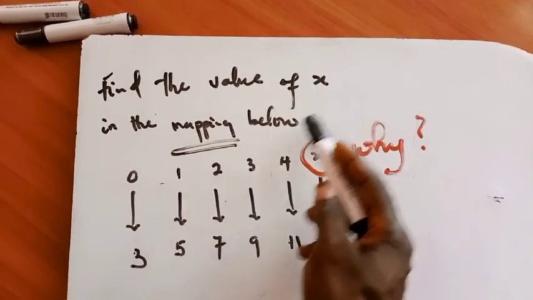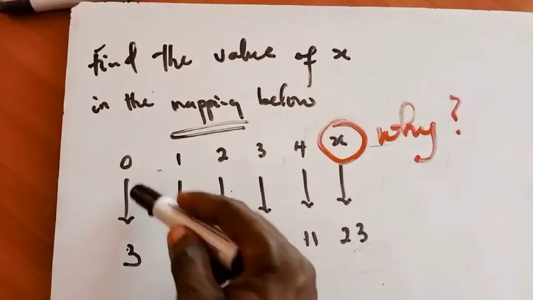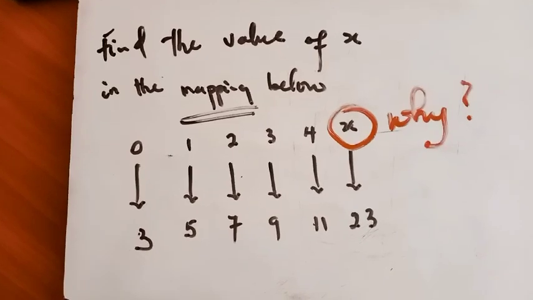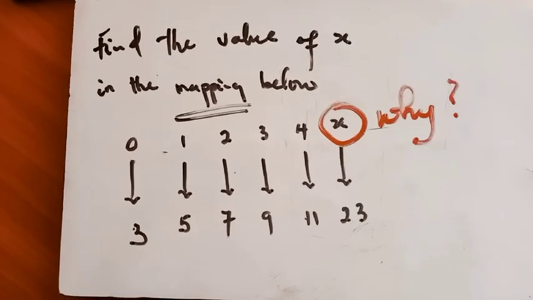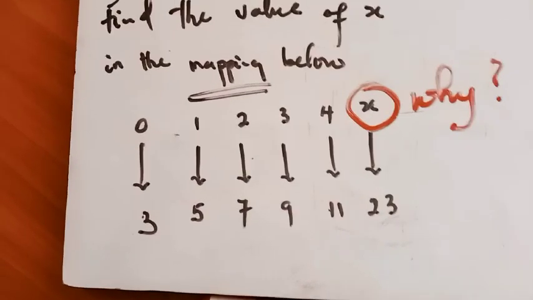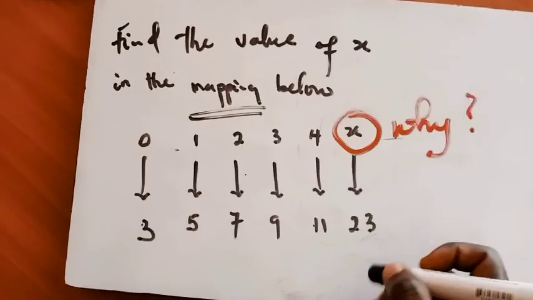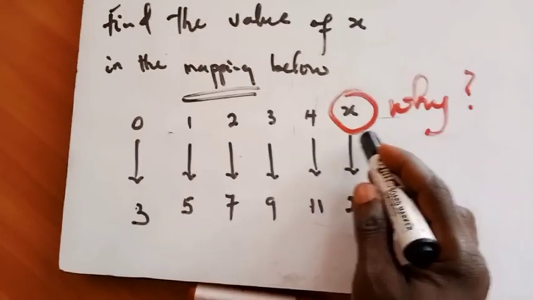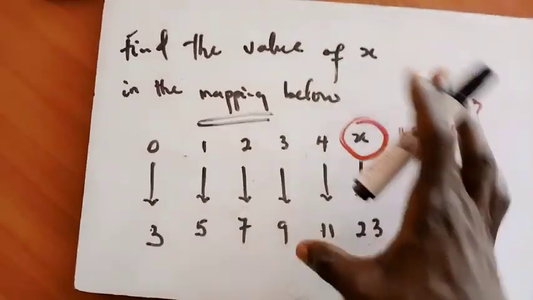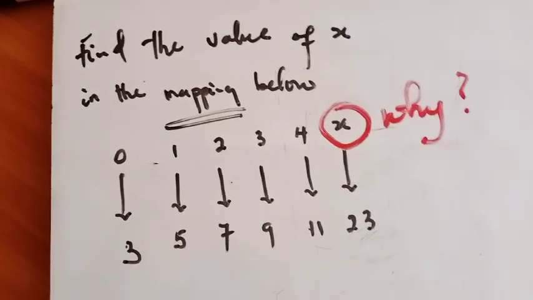Find the value of x in the mapping below. This is the mapping that says that 0 maps to 3, 1 maps to 5, 2 maps to 7, 3 maps to 9, 4 maps to 11, and the x here maps to 23. Now the question I'm asking here is, what value is supposed to be here before this mapping can hold? That is exactly what the question is asking us to find.